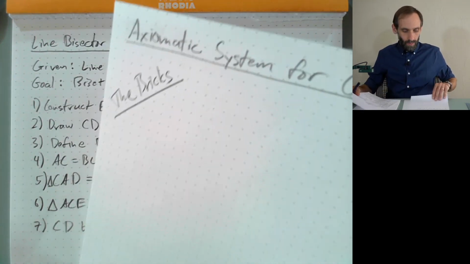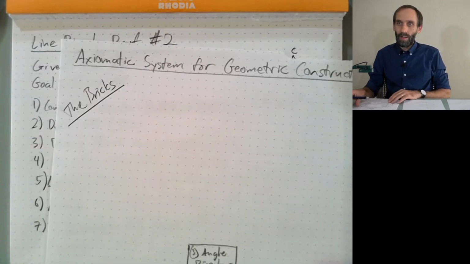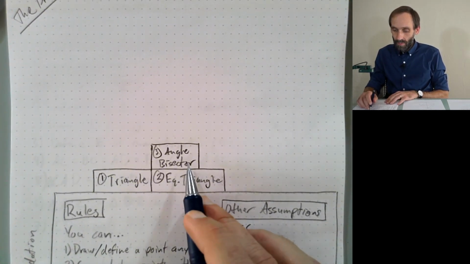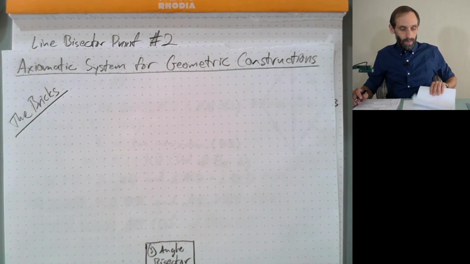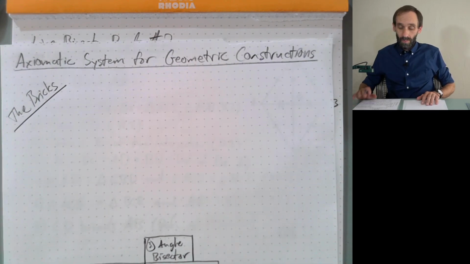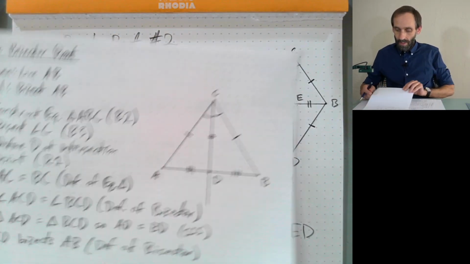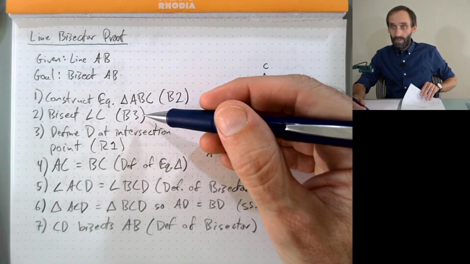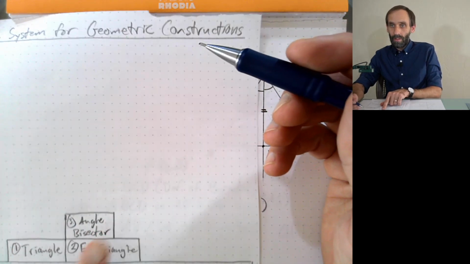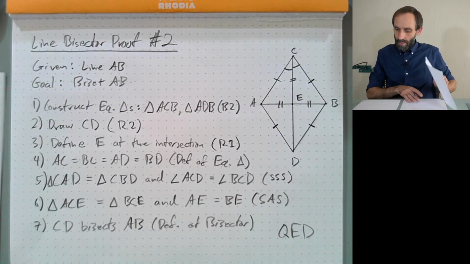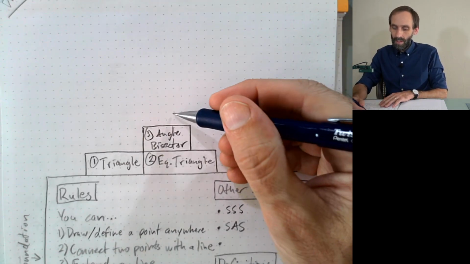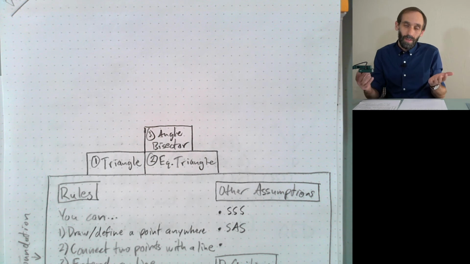Okay, now before we move on, we want to add any bricks that we have, right? So in the last lesson, or last video, we added the angle bisector brick. Now we want to add the line bisector brick. But the question is, where does it go? So first off, if we look at this proof, we see it depends on brick number 3, the angle bisector. But this proof does not depend on brick number 3. So should we put line bisector up on top of angle bisector or next to it?